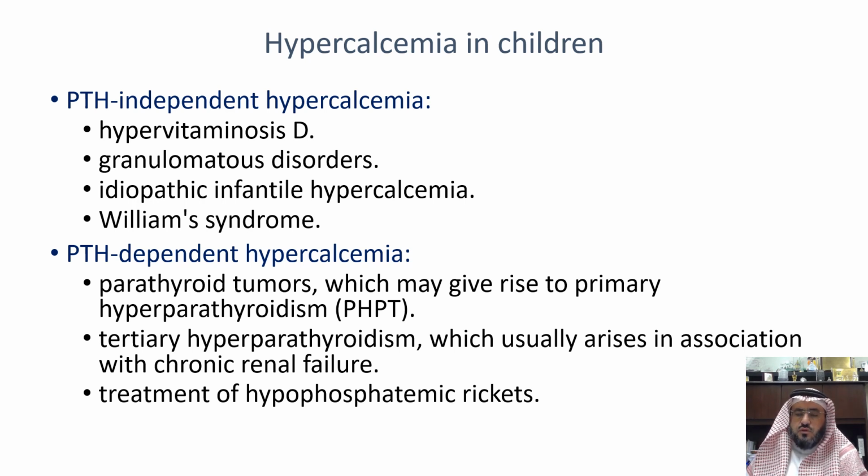While in parathyroid hormone dependent hypercalcemia, the good example is primary hyperparathyroidism due to adenoma, or tertiary hyperparathyroidism due to chronic renal failure, or during treatment of hypophosphatemic rickets.